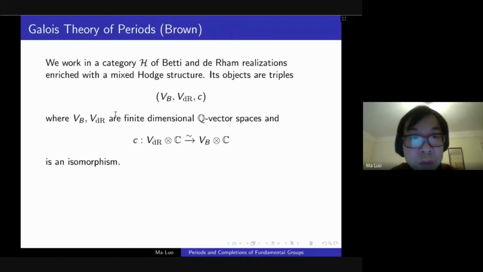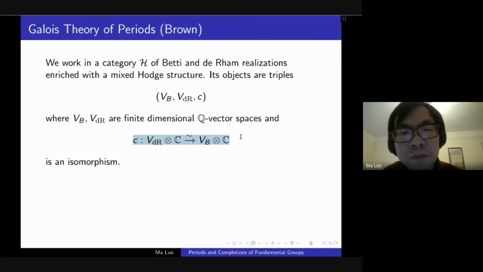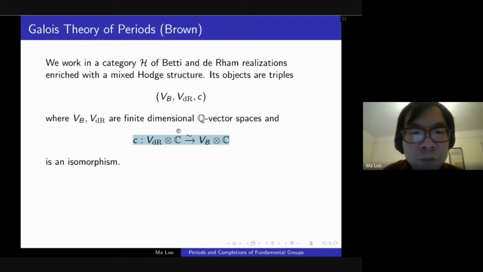So here's the real game. What we really do is that, because we don't have a genuine category of mixed motives, we work in this category of Betti and de Rham realizations, equipped with some mixed Hodge structure data. So the objects are these triples where V Betti and V de Rham are finite dimensional Q vector spaces, and there's this comparison isomorphism when you tensor with C, and then there is some other data related to weight and Hodge filtrations, which I omit.